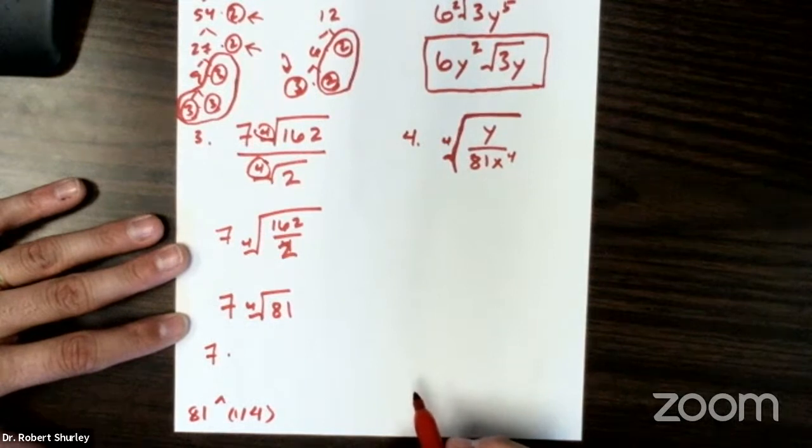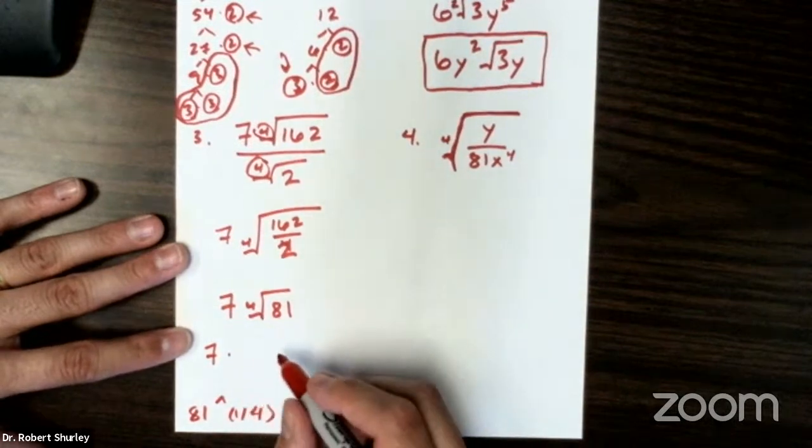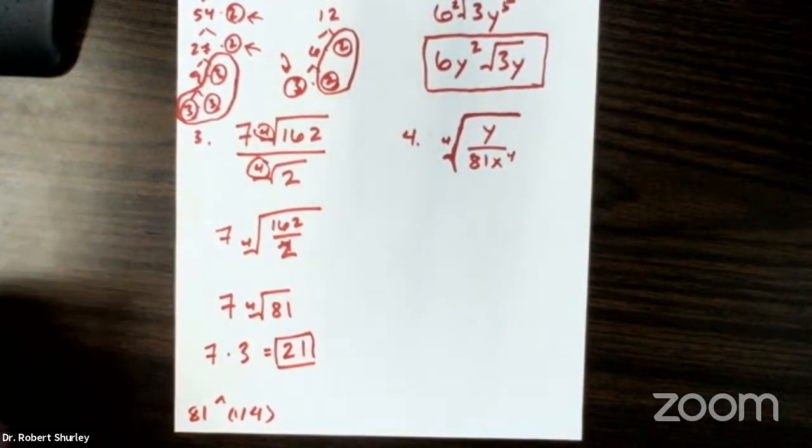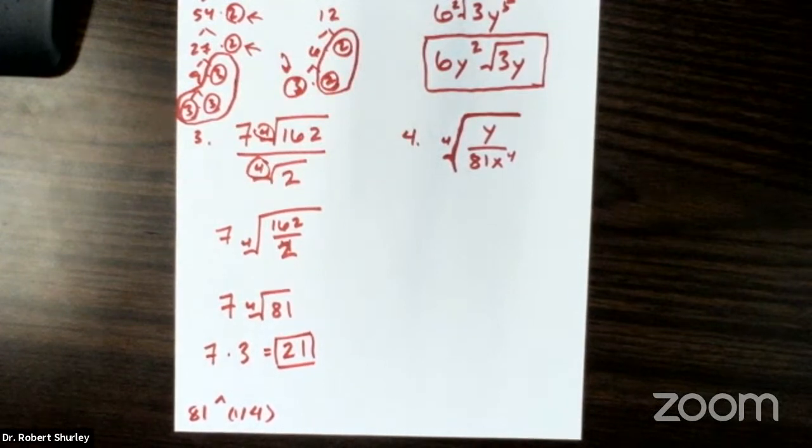You can use your fingers. I can see JL and Gracie. Yep, 3. It's just 3. So we wind up with 21. Okay, we wind up with 21. Questions about that one?